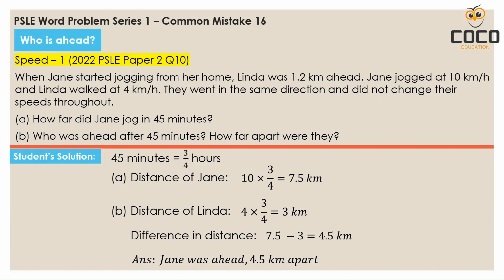Did you notice his careless mistake? He almost got the question correct. Maybe because there's no diagram, there's no reminder that Jen was actually behind Linda at first. So let's look at the distance diagram together and try to correct his mistake.